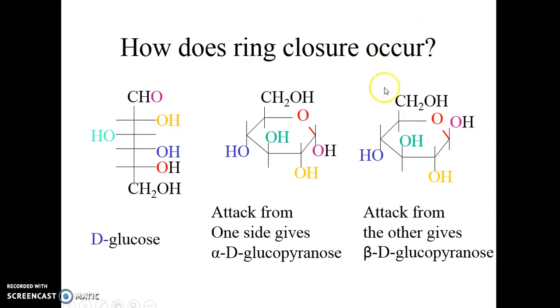Same thing happens if you have all beta glucose and you were to dissolve it in water. Eventually you're going to get a mix, same proportion of alpha and beta glucose over time.